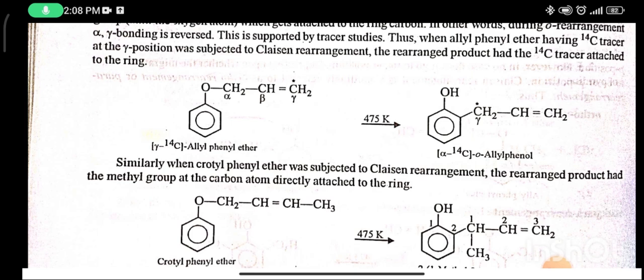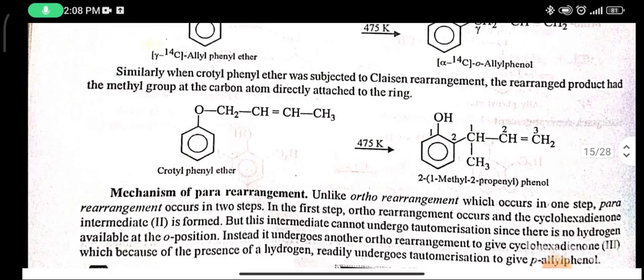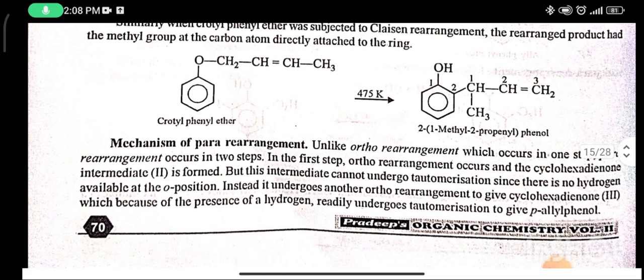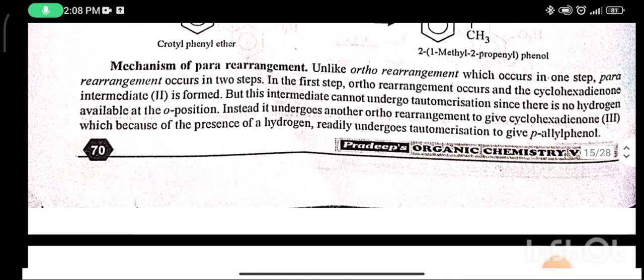Allyl phenyl ether having carbon-14 at the gamma position, when heated at 475 Kelvin, gives ortho-allyl phenol having carbon-14 at the alpha position. Similarly, when crotyl phenyl ether was subjected to Claisen rearrangement, the rearranged product had a methyl group at the carbon atom directly attached to the ring.